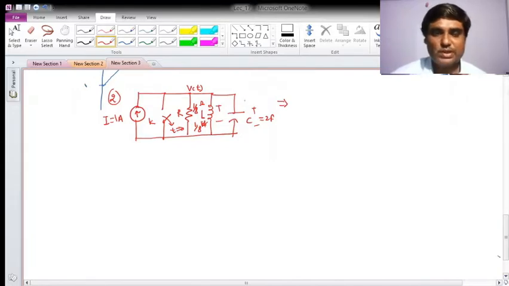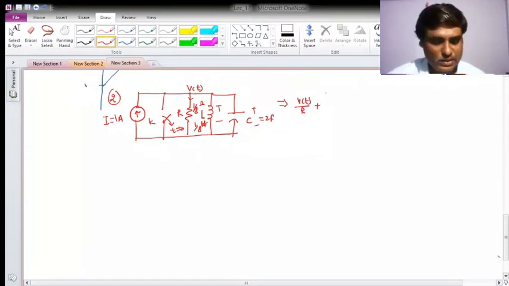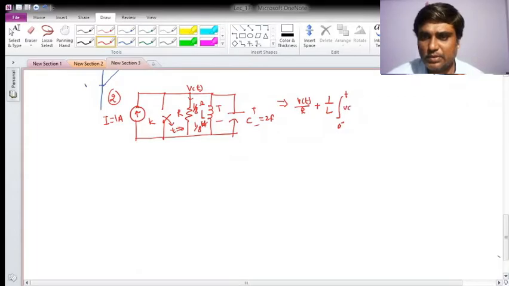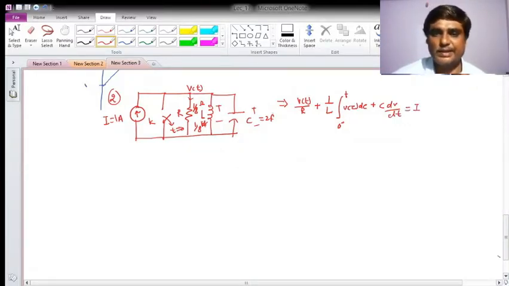We are very comfortable now writing the equation. So the incoming current, and the current through R will be V of t by R. Current through the inductor will be 1 by L, integral from negative infinity to t, V of tau d tau, and current through the capacitor will be C dV by dt, and if I shift the incoming current to the right side it will be I.